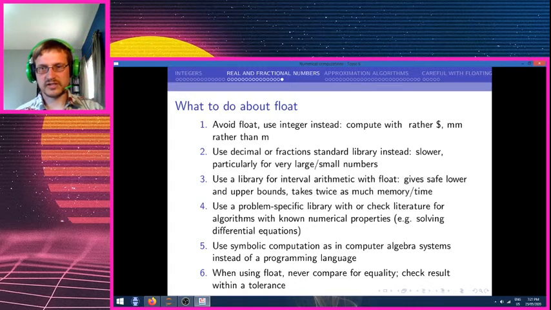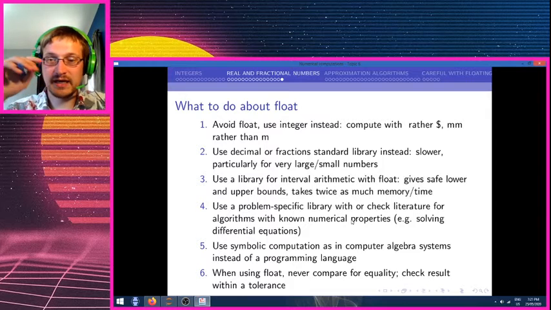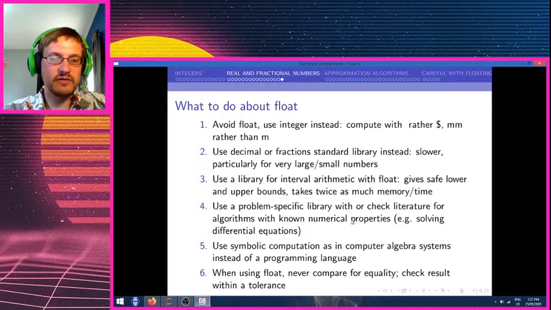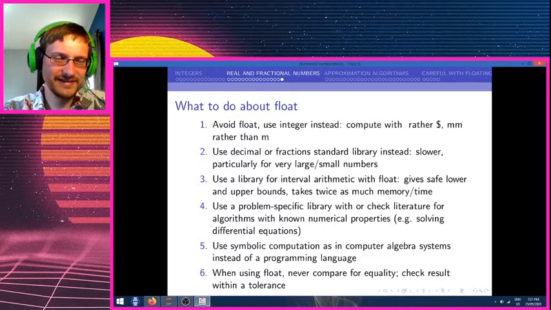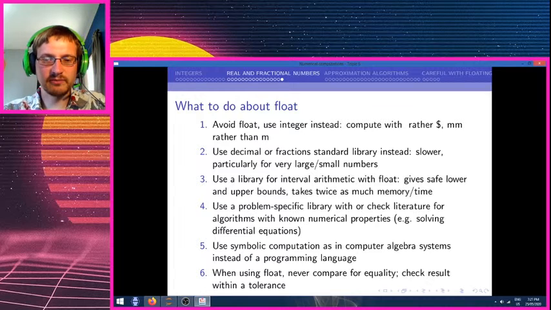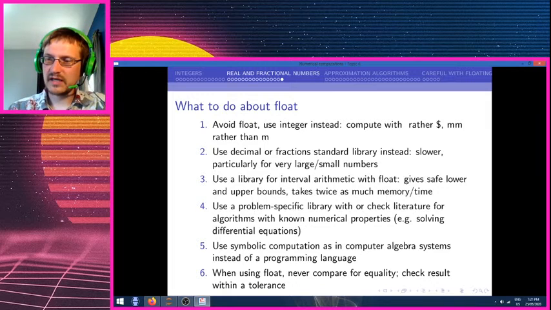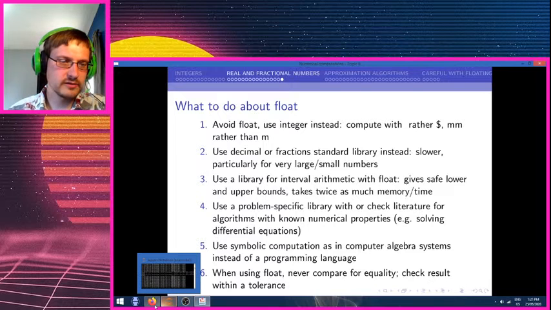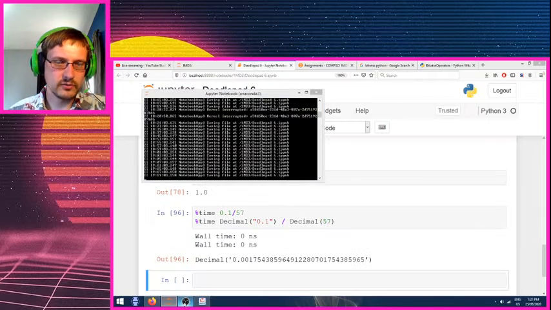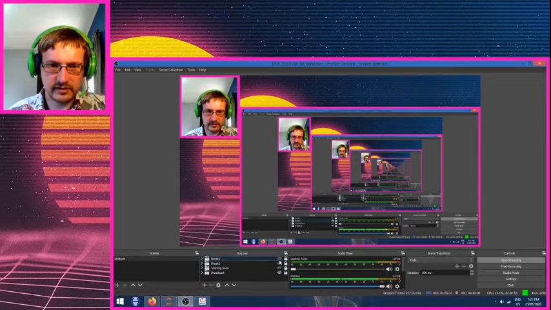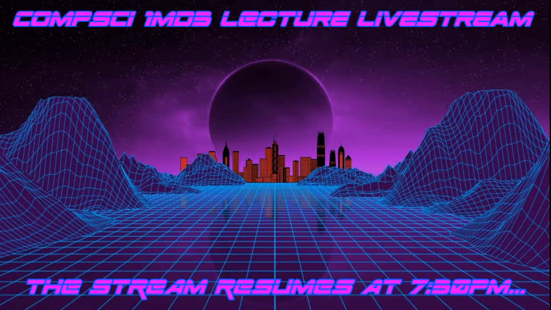For example, if you're trying to solve differential equations, use symbolic computation, as in computer algebra systems, instead of a programming language. That's maybe not at all good advice. And 6, when using float, never compare equality. Check results within a tolerance. That is good advice. There we go. So that is our second topic. So we will reconvene at 7:30. See you folks in a few minutes.